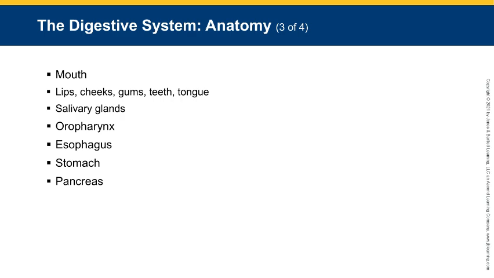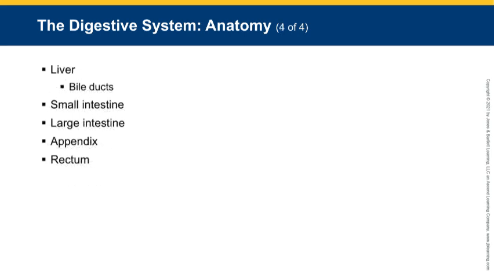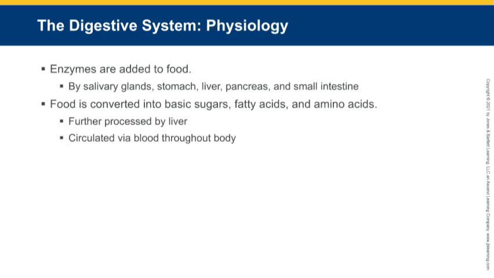The digestive system includes the mouth, lips, cheeks, gums, teeth, tongue, salivary glands, oropharynx, esophagus, stomach, and pancreas. It also includes the liver, bile ducts, small intestine, large intestine, appendix, and rectum. Enzymes from the salivary glands, stomach, liver, pancreas, and small intestine convert food into basic sugars, fatty acids, and amino acids, which are further processed by the liver and circulated via blood throughout the body.